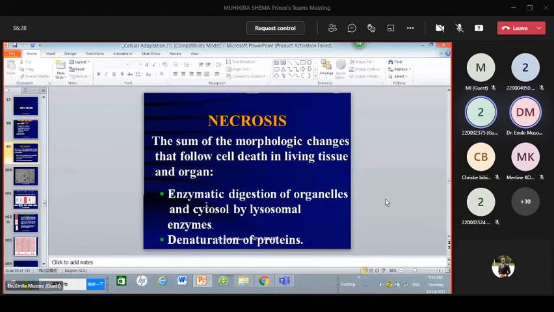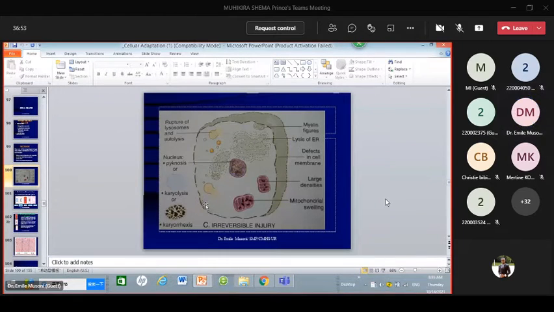Necrosis is defined as a sum of morphologic changes that follow cell death in living tissue and organs. This is caused by enzymatic digestion of the organs and cytosol by enzymes, and denaturation of the proteins. So this is why you see the cell death. This one is the cell injury, and remember that necrosis is irreversible.